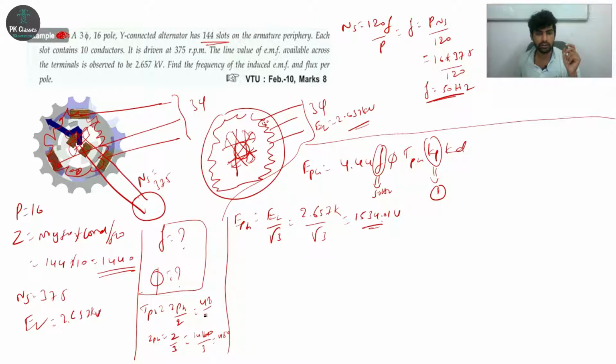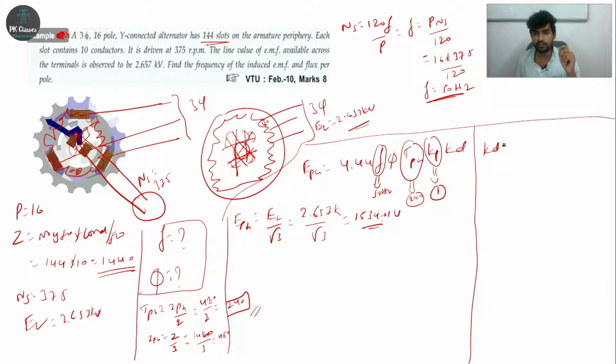480 divided by 2, 240. Kd we need to calculate. So Kd we will calculate over here. Kd is equal to sin(mβ/2) divided by m sin(β/2). How to calculate m?